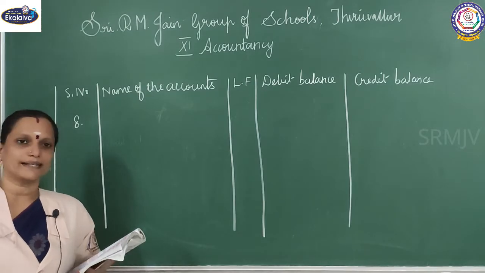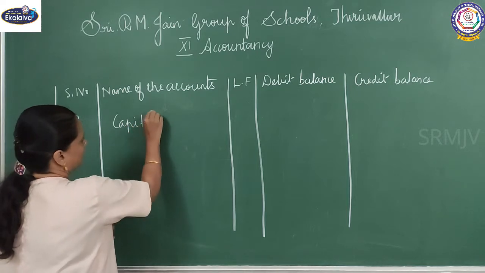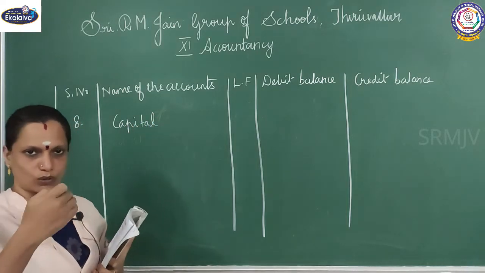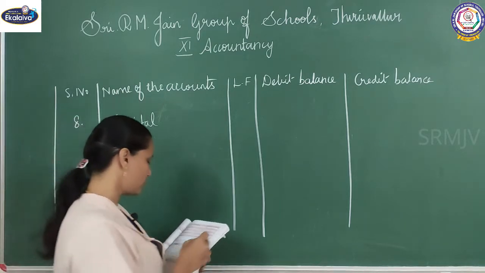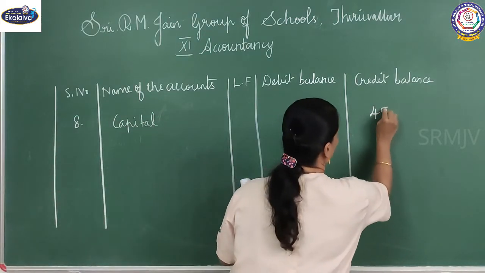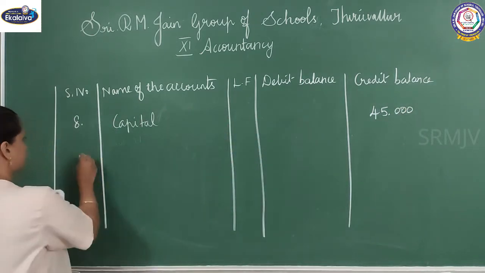Next I am going to enter capital. Capital is usually a cash account to capital account only we are used to write. No, capital should come to the credit side. So the capital is 45,000. Okay, and then purchases.